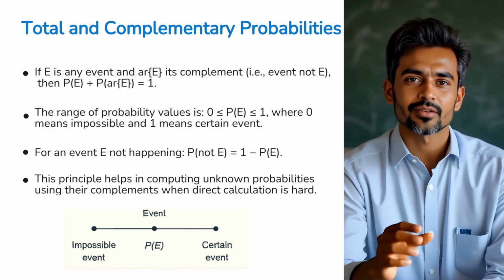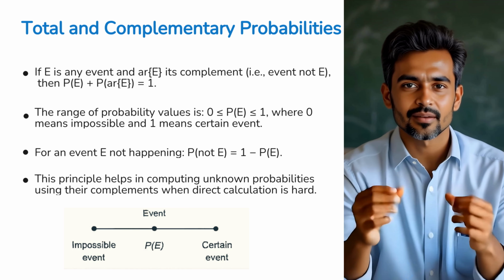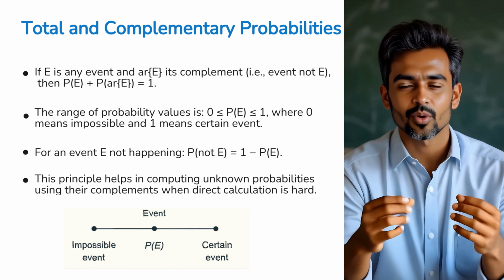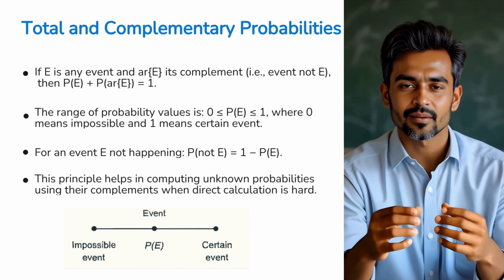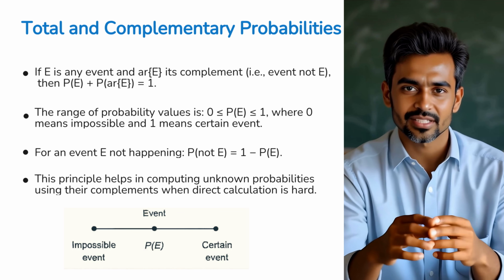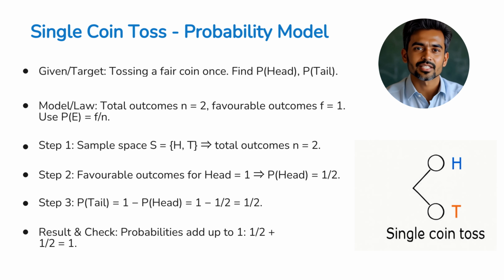Picture a number line from 0 to 1, marking where different probabilities sit. This helps you see that all probabilities neatly fit between these two ends. Shabash. These rules keep our probability calculations aligned with logic. Time for a quick solved example.